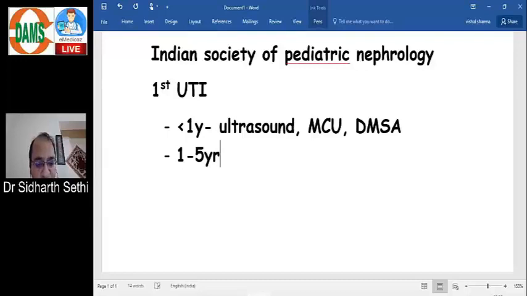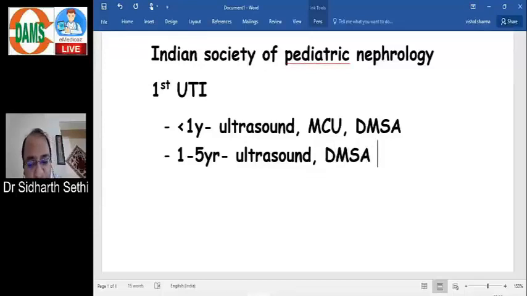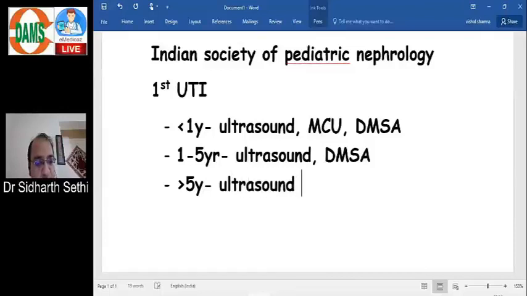Now between 1 to 5 years, we do ultrasound and a DMSA. If any of these is abnormal, we will do MCU. More than 5 years, we only do ultrasound, and if the ultrasound is abnormal, then we proceed to other tests in these children.